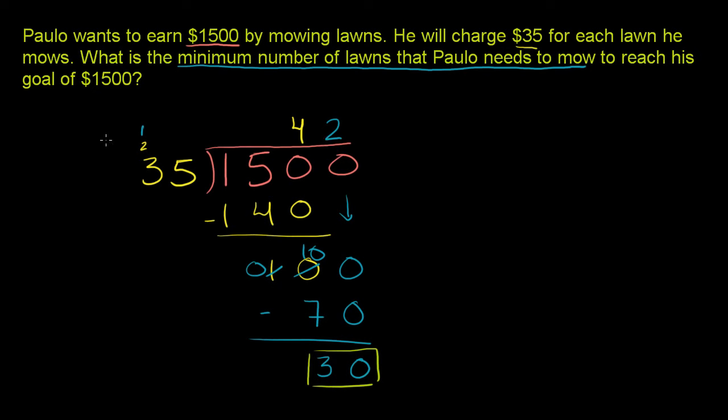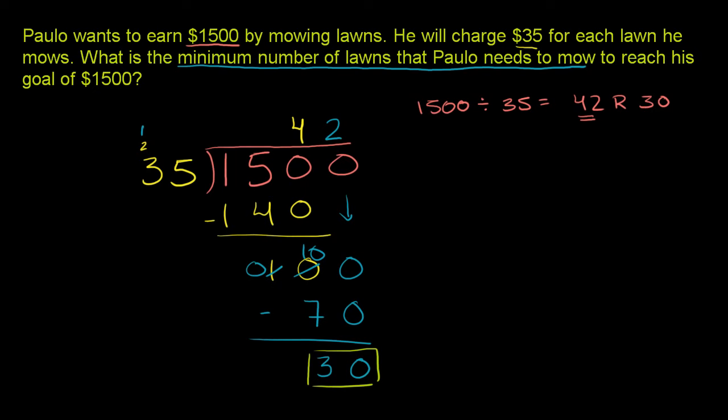So just to remind ourselves, 1,500 divided by 35 is equal to 42 remainder 30. So 42 won't be enough lawns. We have 30 more bucks to earn. So he's going to have to mow one more lawn to get another $35. So he's going to have $5 left over after he makes up this 30.